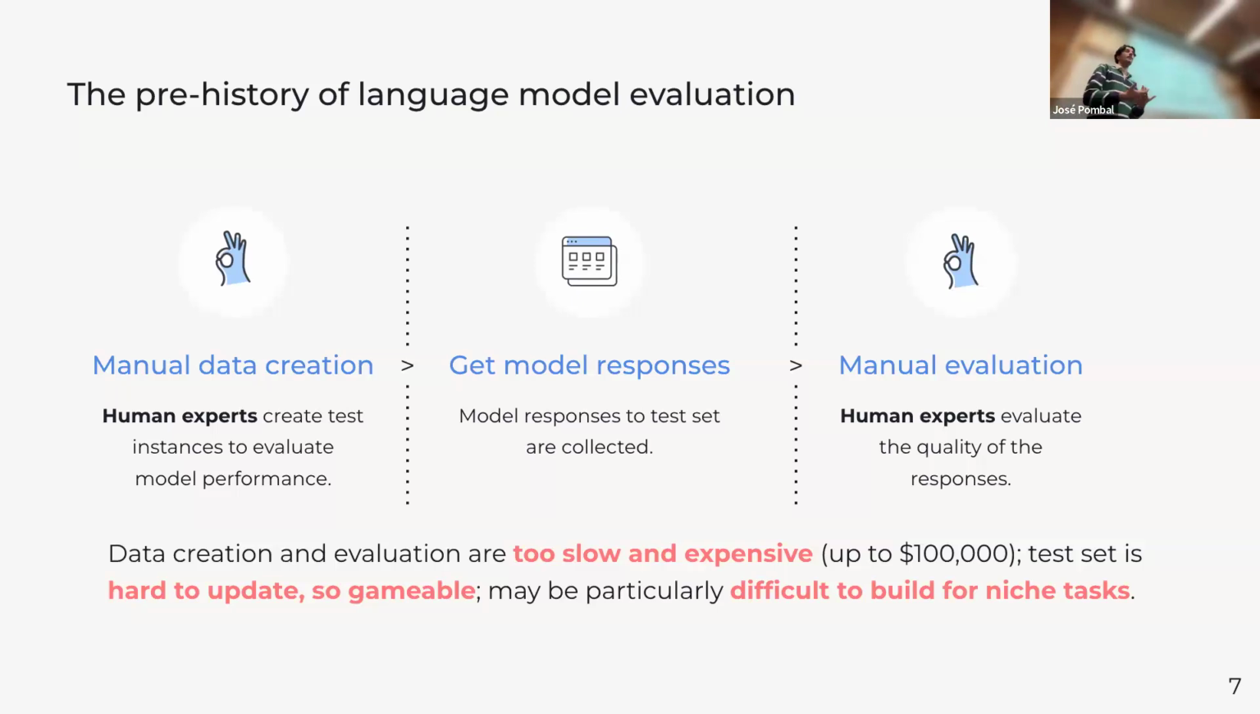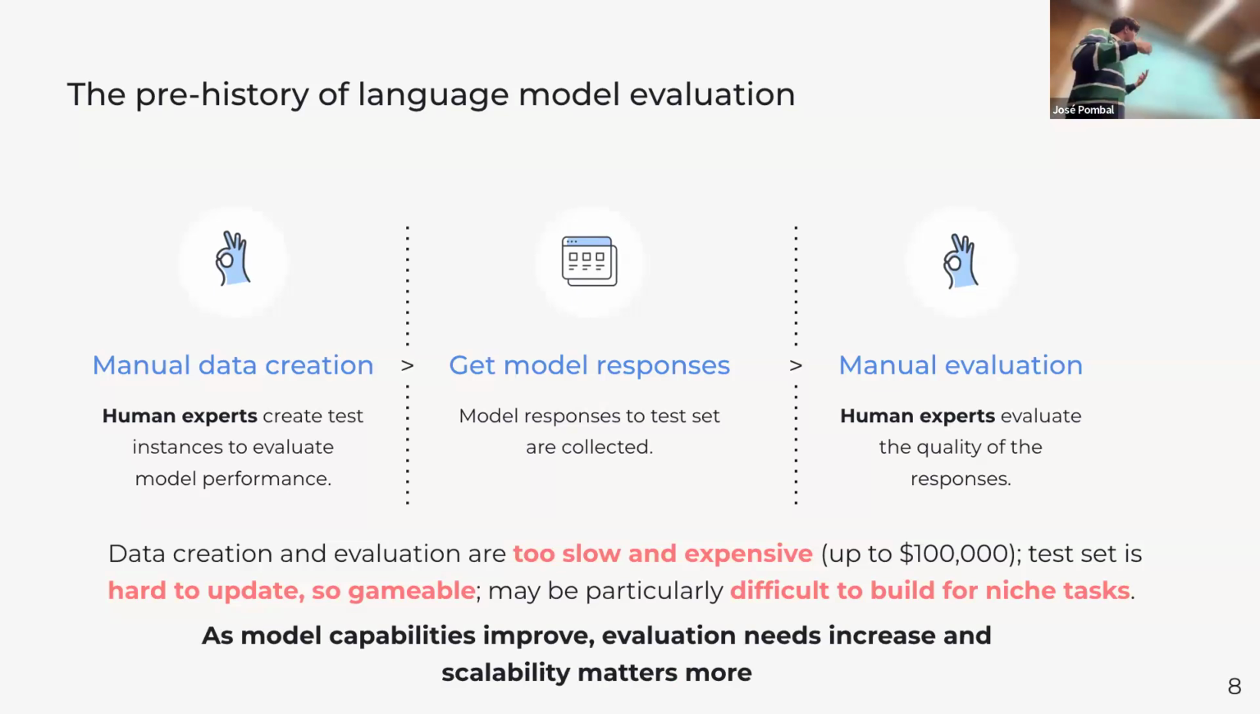Benchmarks are hard to update, so they become saturated quickly, especially now. And perhaps even worse, they are gameable. With the whole community optimizing and doing training interventions to become better at a benchmark, the benchmark stops being useful to really tell apart model quality. And it's also very difficult, because of this cost, to build good benchmarks for niche tasks where there might not be so much interest or so much availability of human experts.